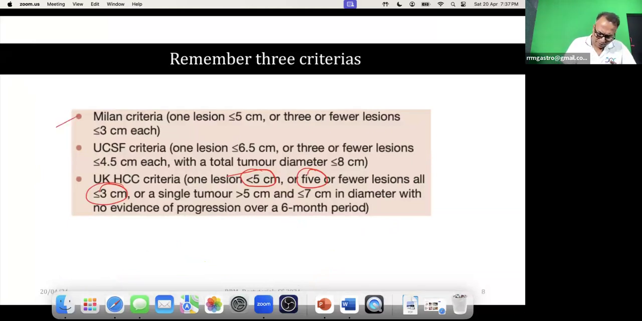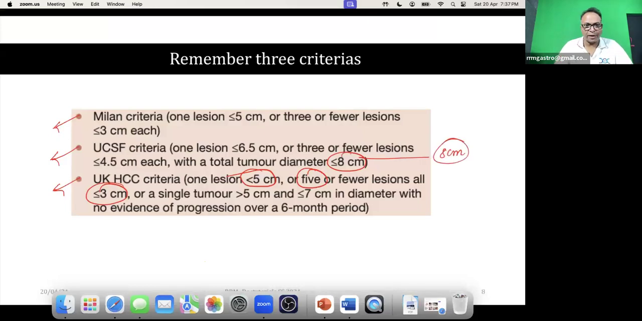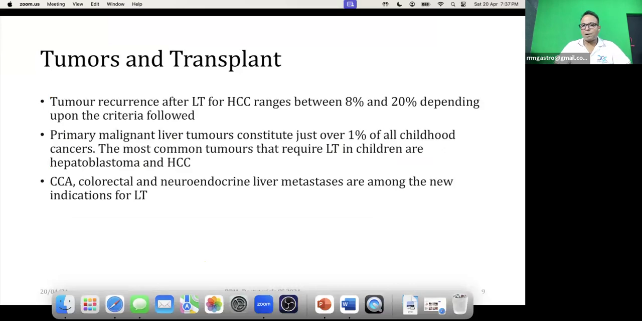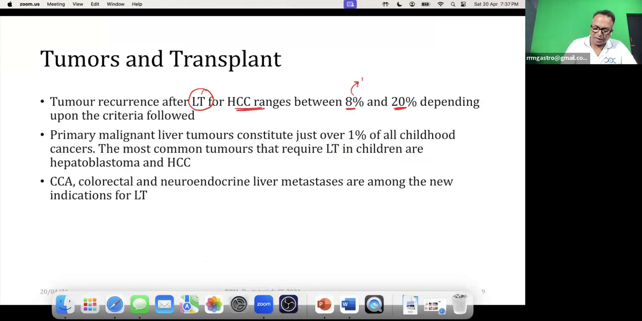So don't forget these 3 criteria. Definitely they'll be asking. These are new updates. Milan, UCSF, UKHCC. All the lesions together should be 8 centimeter as per UCSF criteria. Tumors and transplant related points, you should never forget. Tumor recurrence after liver transplant for HCC will be from 8% to 20%. 8% if I use Milan criteria, and maybe 20% for UCSF and other criteria which are used.